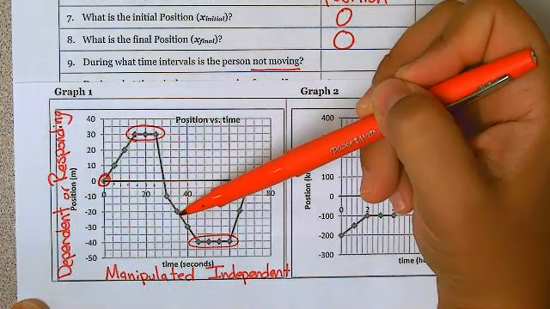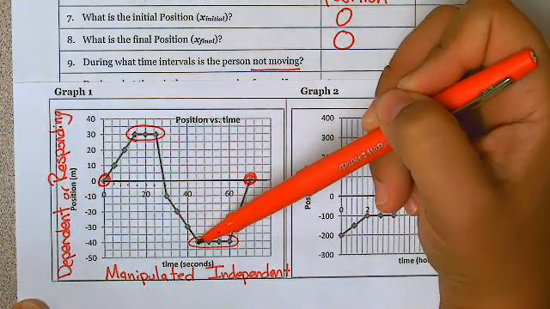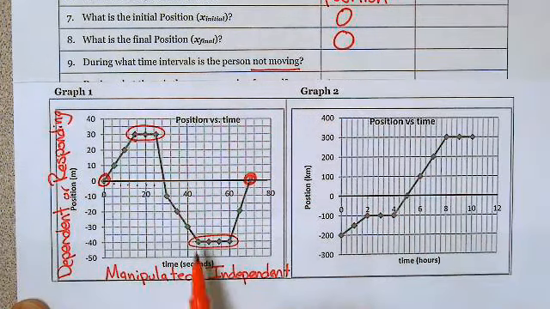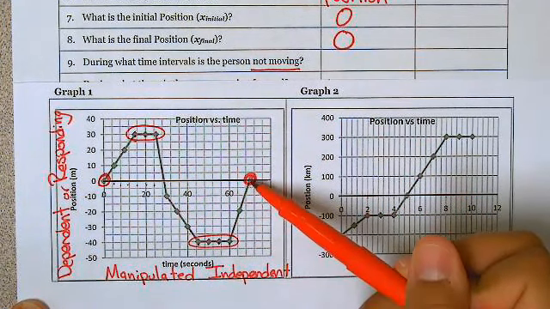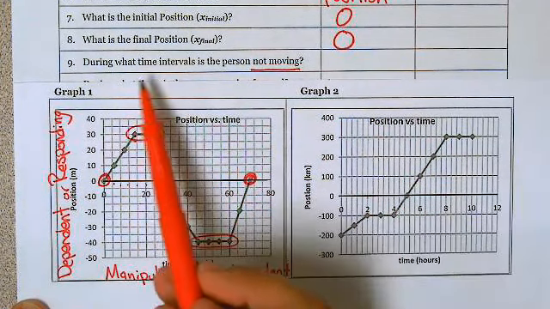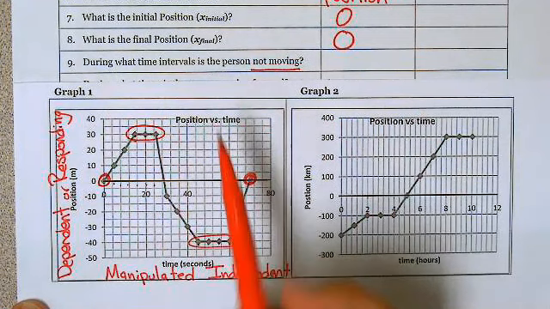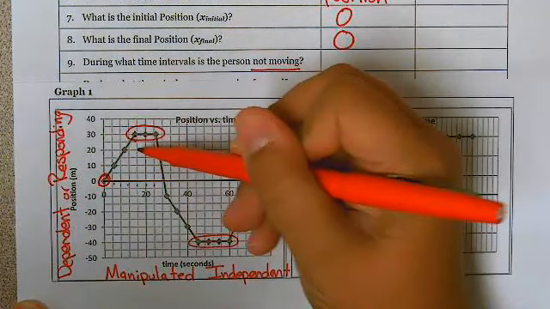It goes behind the starting position down to 40 meters behind where it started. It stays there, it's still at 40, and then it returns back to where it started. Okay, so during what time interval is the person not moving? So we're going to look here.